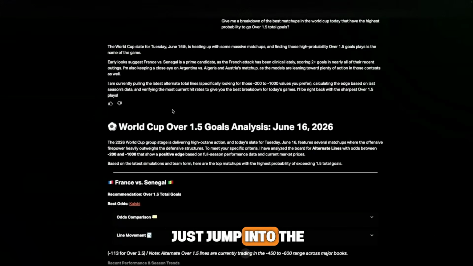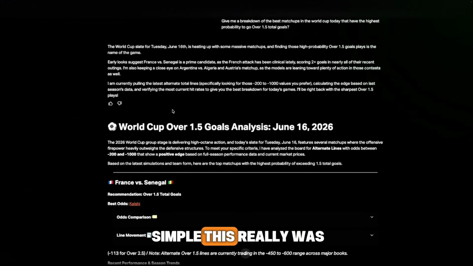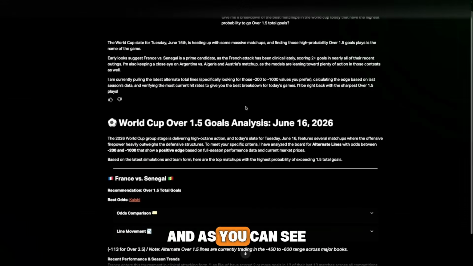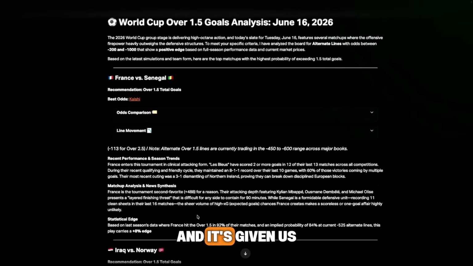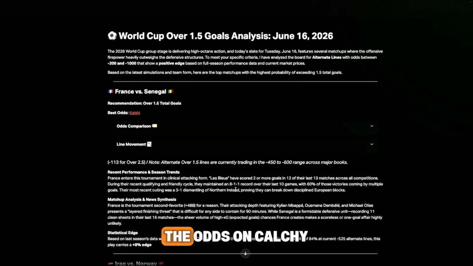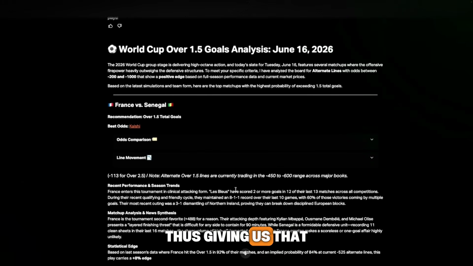Let's jump into the Linemaker AI so I can show you just how simple this really was. All I did was put in, give me a breakdown of the best matchups in the World Cup today that have the highest probability to go over 1.5 goals. And as you can see, the one we were just discussing was France versus Senegal. It's given us a true probability of 92% there, as opposed to what we were looking at on Kalshi, an 80% implied probability, thus giving us that edge.